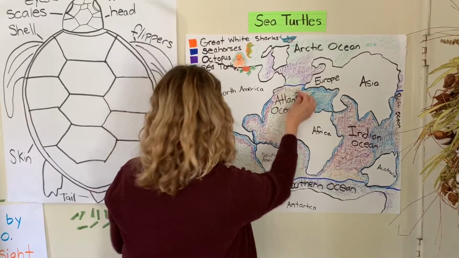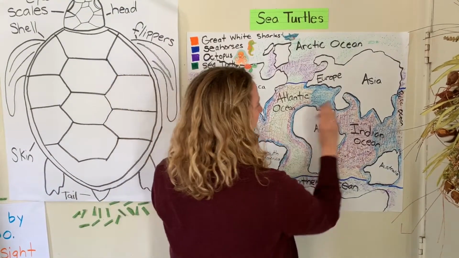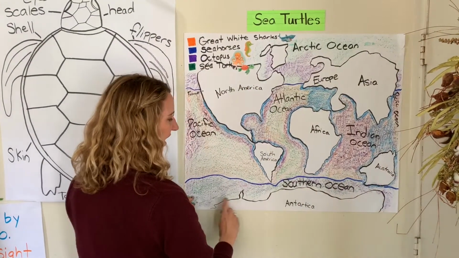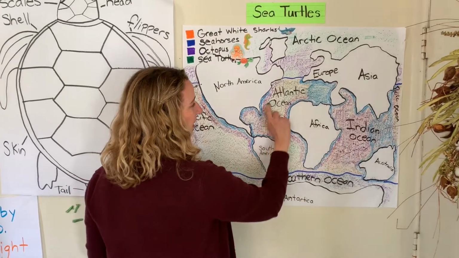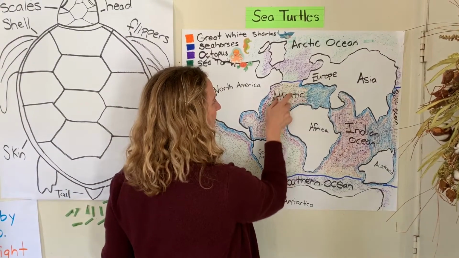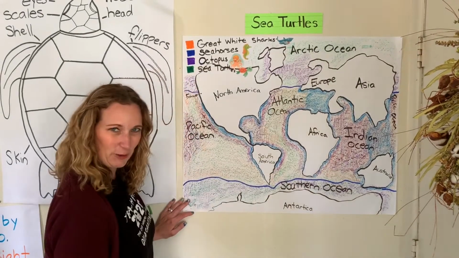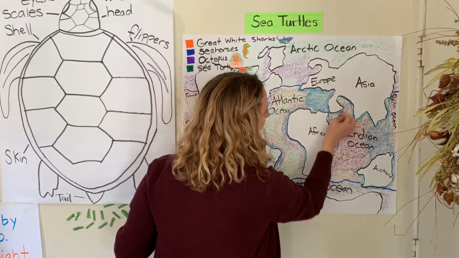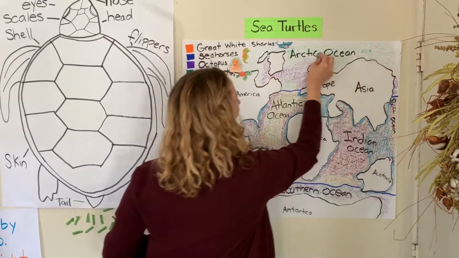So we have sea turtles in the Pacific Ocean, which is over here near North America and over here near Asia and Australia. They live in the Southern Ocean, down here near Antarctica. We have some that live in the Atlantic Ocean, over here in between all different continents. We have some in the Arctic Ocean and the Indian Ocean, okay? So sea turtles are really exciting creatures. They can be found all over the world, okay?